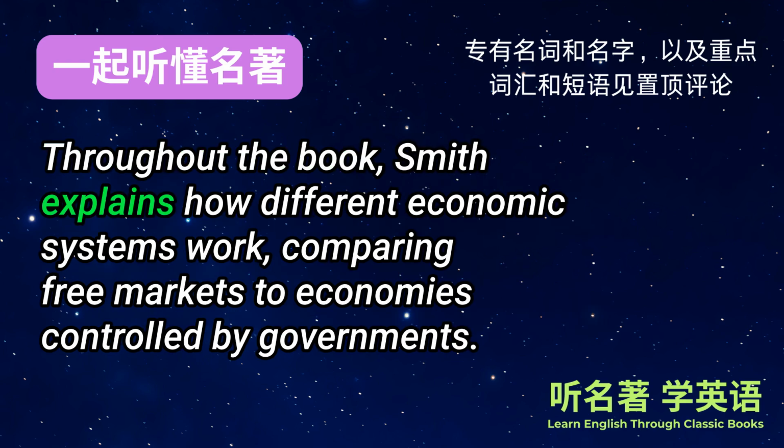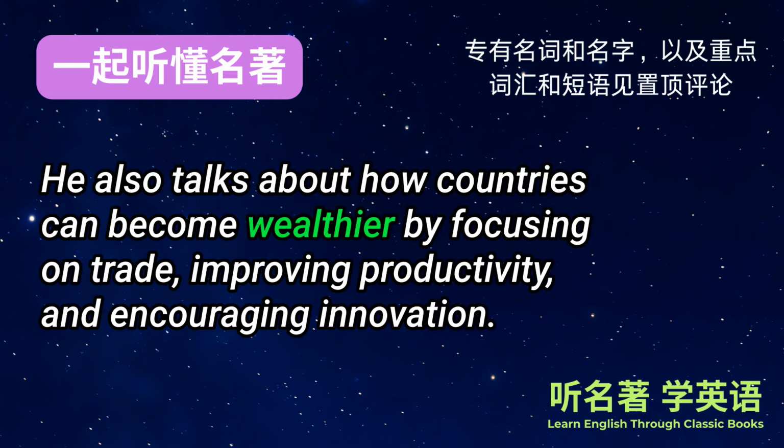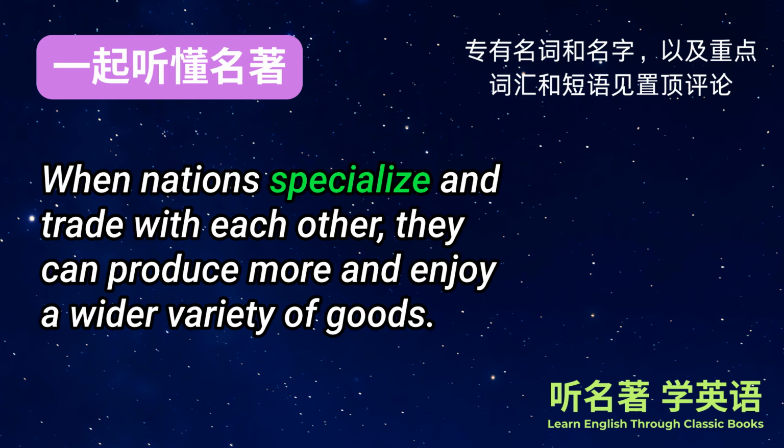Throughout the book, Smith explains how different economic systems work, comparing free markets to economies controlled by governments. He uses examples from history and his own observations to support his ideas. He also talks about how countries can become wealthier by focusing on trade, improving productivity, and encouraging innovation. He argues that if countries try to produce everything themselves instead of trading, they limit their potential. When nations specialize and trade with each other, they can produce more and enjoy a wider variety of goods.